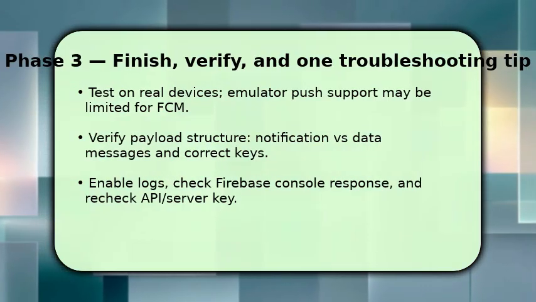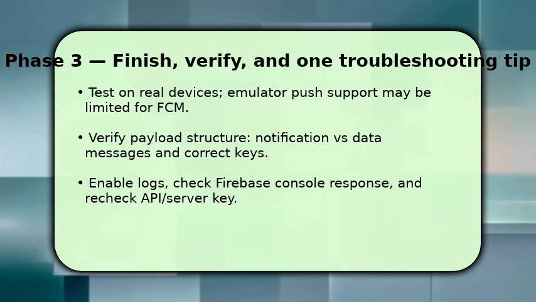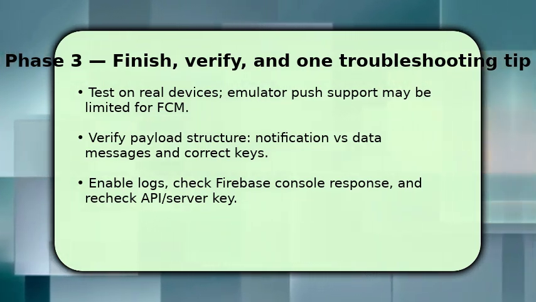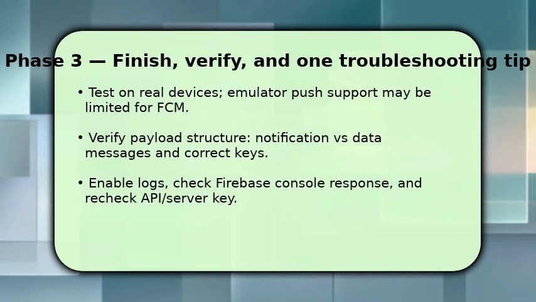To finish, test end-to-end. Send a data and a notification message from Firebase console and from your server to validate behavior while the app is foregrounded, backgrounded, and terminated. Confirm tap actions navigate correctly by including a route ID in the payload.